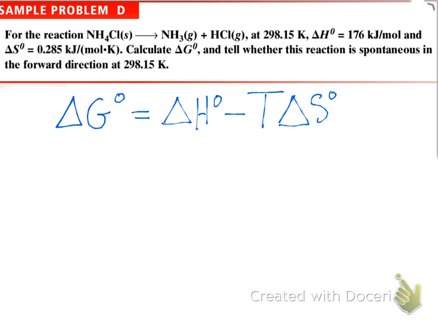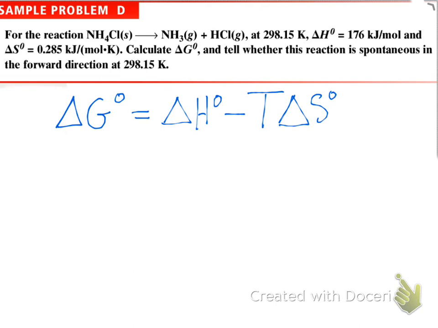For the reaction of solid ammonium chloride decomposing into ammonia gas and hydrochloric acid gas at 298.15 Kelvin, a set temperature, the change in H of this reaction is 176 kilojoules per mole, and the change in S of this reaction is 0.285 kilojoules per mole times Kelvin. Let's calculate the change in G and tell whether this reaction is spontaneous in the forward direction at 298.15 Kelvin. This is going to happen at a constant temperature, and we need to know what that temperature is because that's the T part of this.